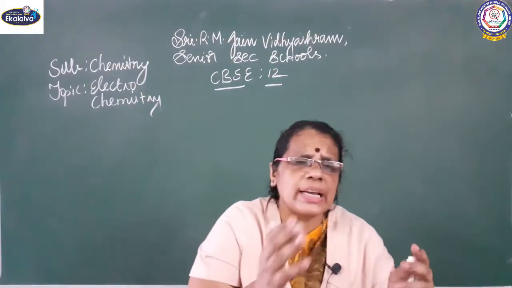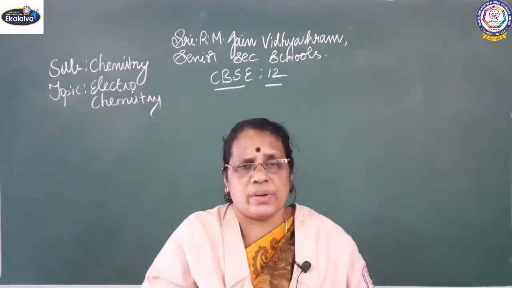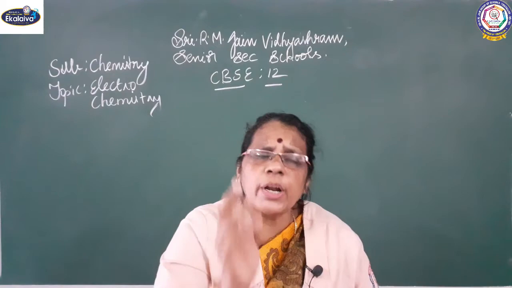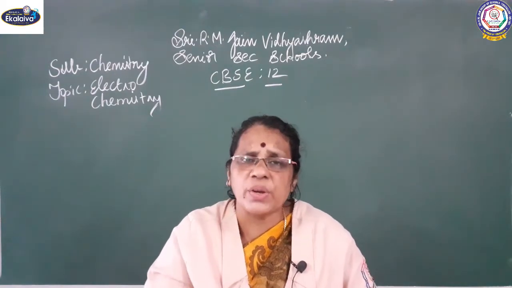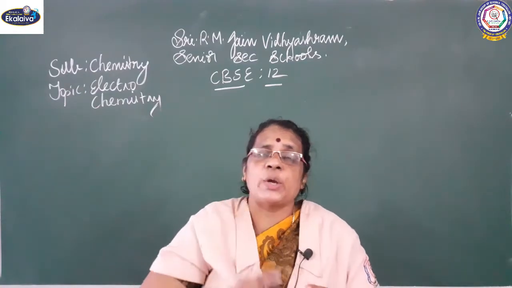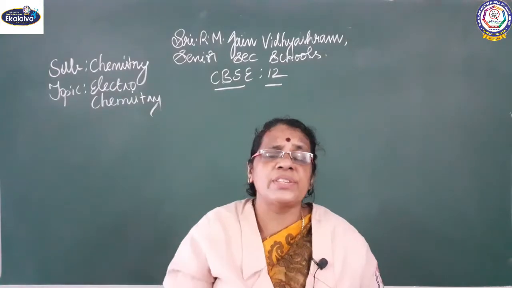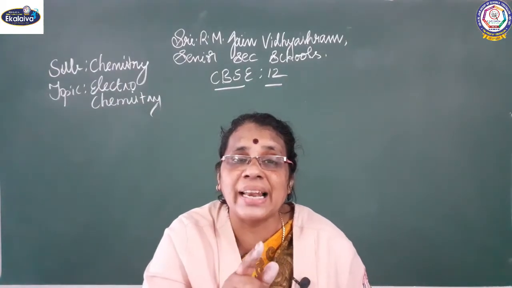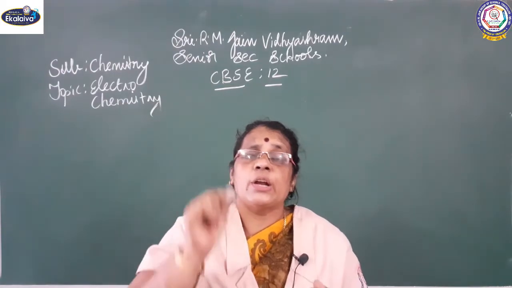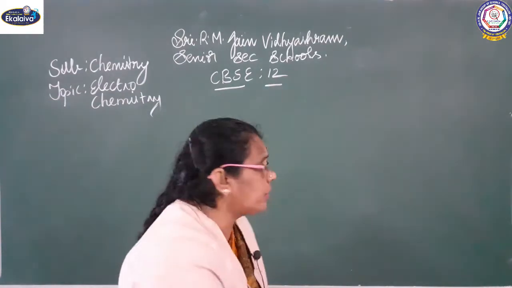Already we are discussing the electrochemistry lesson. In the previous class, I told about the Nernst equation. We derived the Nernst equation for the electrode reaction, and I worked out one problem based on it. Today we are going to derive the equilibrium constant from the Nernst equation, with reference to Daniel's cell. Are you ready, children? Be ready with your notebook.